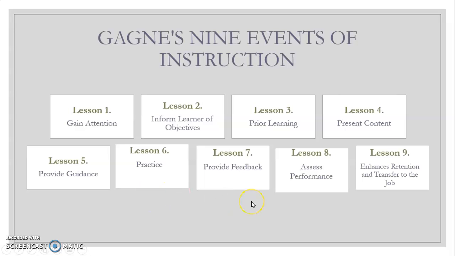So that was your first, that's the ADDIE model. The second module will cover the 9 events of instruction. Lesson 1 is gaining attention. Lesson 2, informing the learner of objectives. Lesson 3, prior learning. Lesson 4, present content. Lesson 5, to provide guidance. Lesson 6, our favorite one, is practicing. Lesson 7, providing feedback. Lesson 8, assessing performance. And number 9, enhancing retention and transfer to the job or to the information learned.